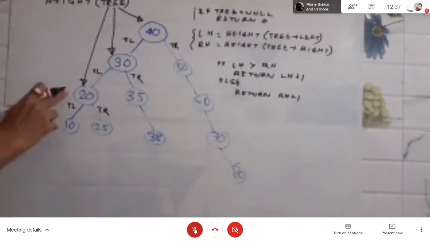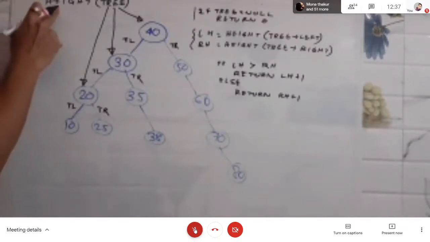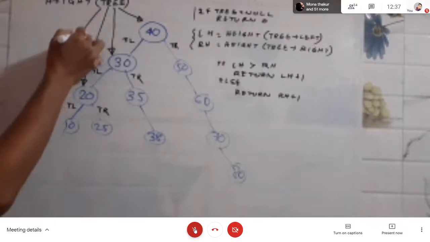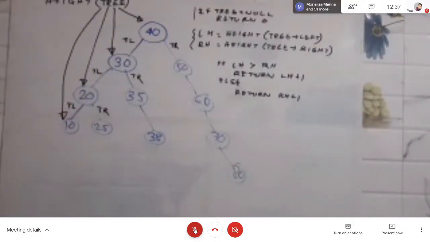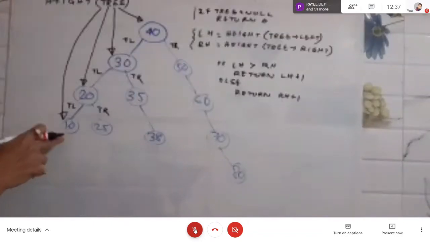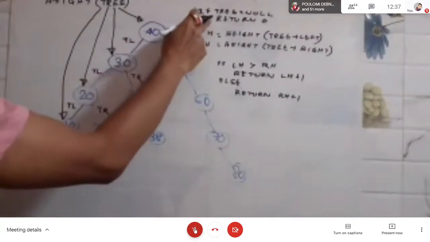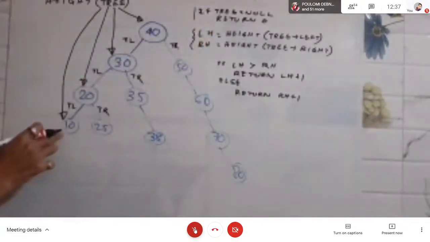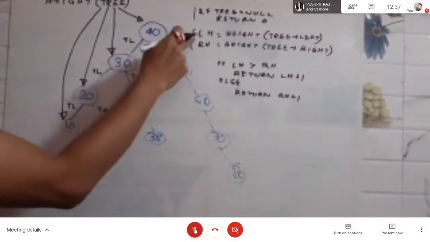So when 20 is calling the same function height, now the tree value will be 10. Clear? So sitting at 20, it will be calling the function height. Now the tree will be the address of its left child, which is the address of 10. So next time, when 10 is called, it will again be checked. Okay, tree is null? No, because it is having a node 10. So it will again go to these 2 points.